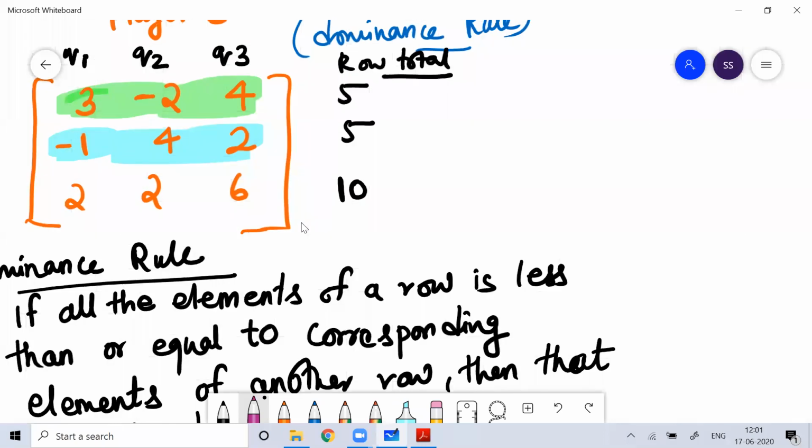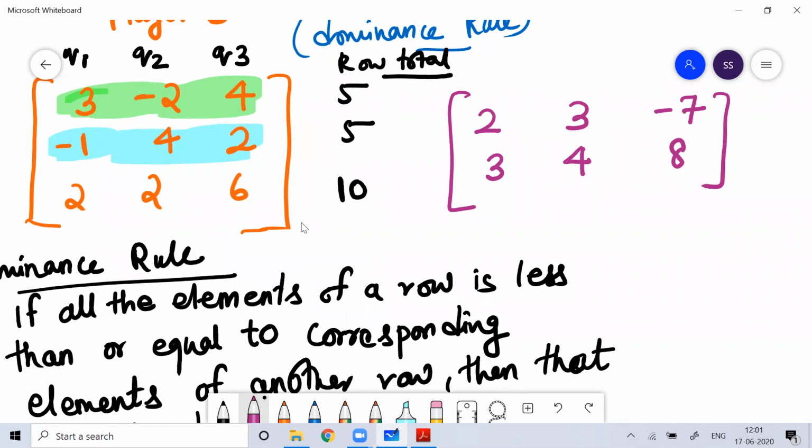Suppose like this: 2, 3 and minus 7, and the other row is 3, 4 and 8. Now you can see two rows are there. Here 3 is more than 2, 4 is more than 3, and 8 is more than minus 7. So what we'll do, we'll delete this row. I hope you understood this.